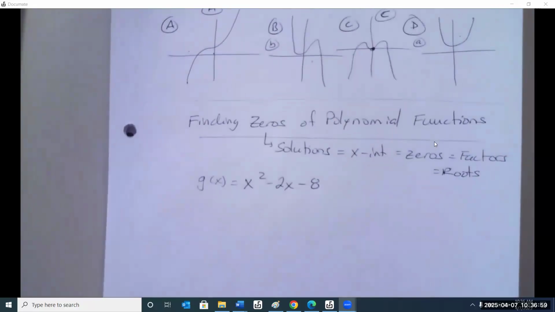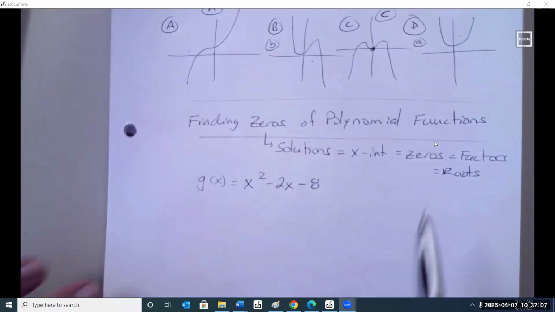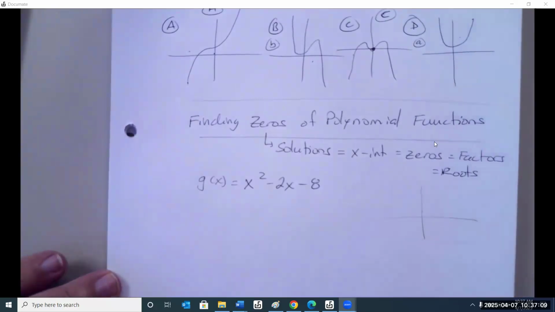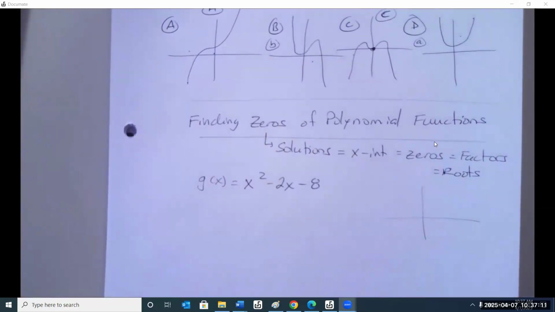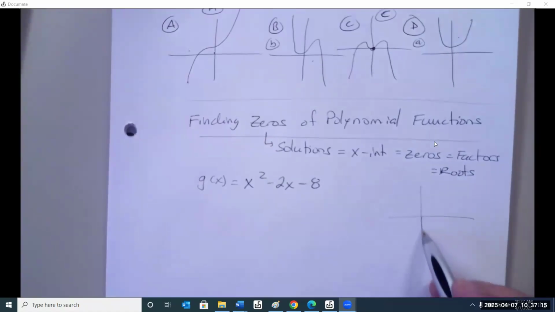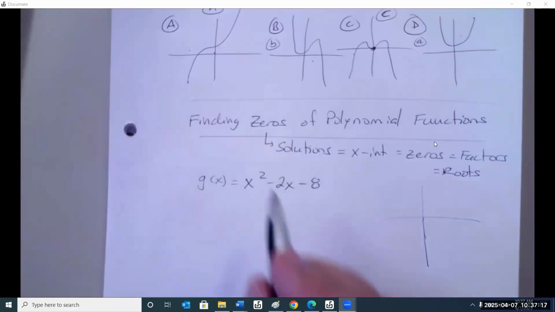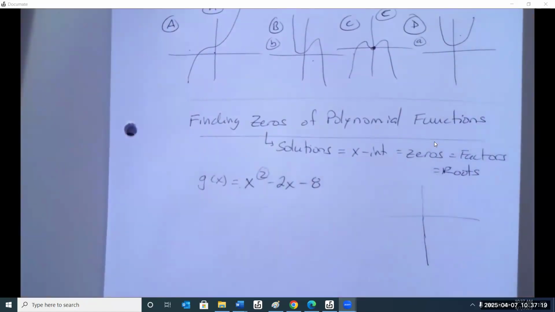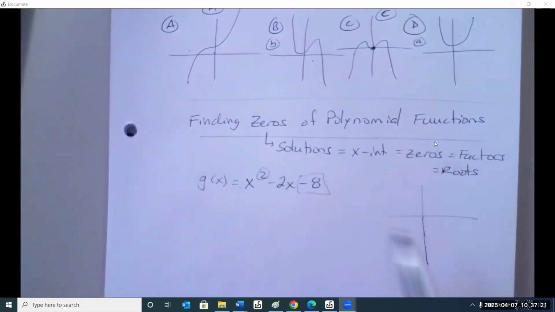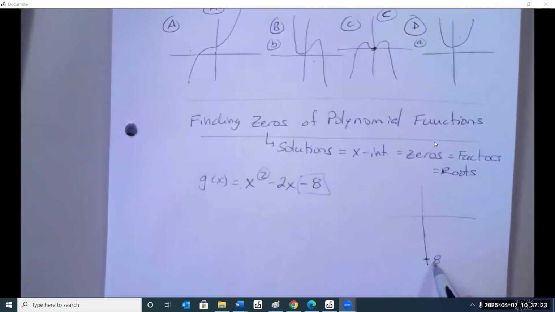Okay, what if I gave you a quadratic equation? What do you do there? Because we know the basic shape of the curve. Both ends go the same direction. Since it's positive, they both go up. The y-intercept is at -8.